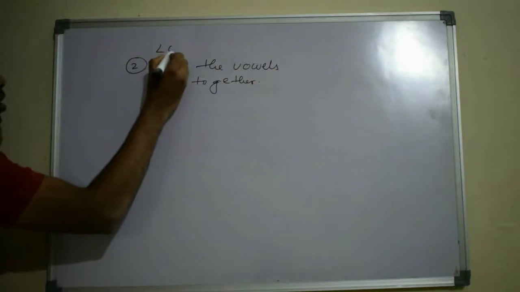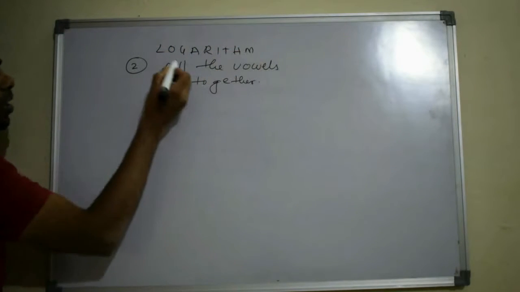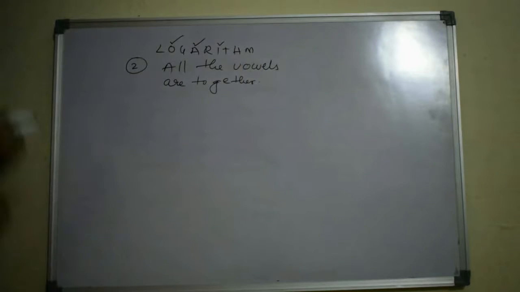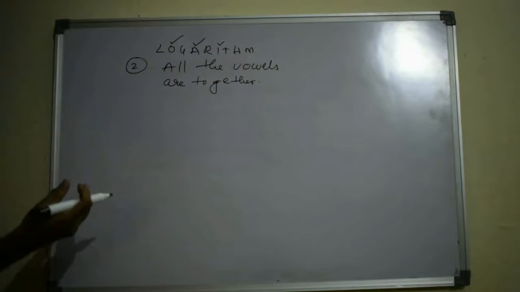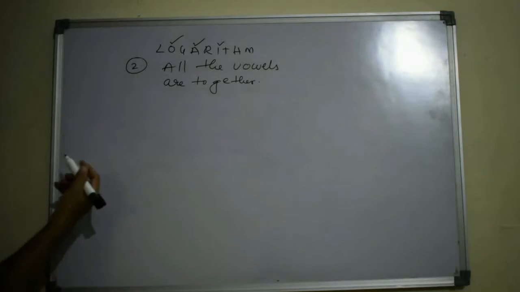So what is the word? Logarithm. So how many vowels? O, A and I. Three vowels. Now all the vowels are together. Whenever you want particular kind of objects together, you have to use the method I say, treating one.